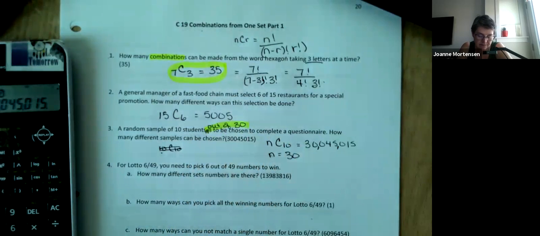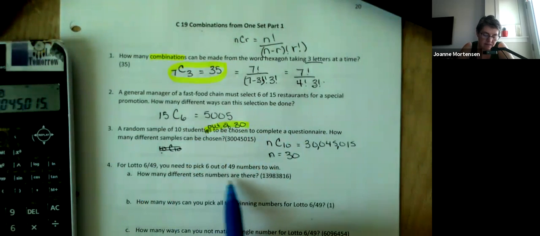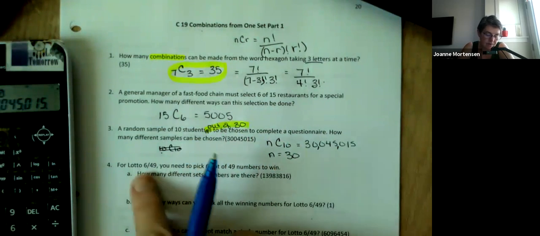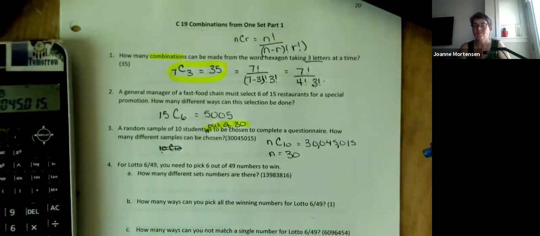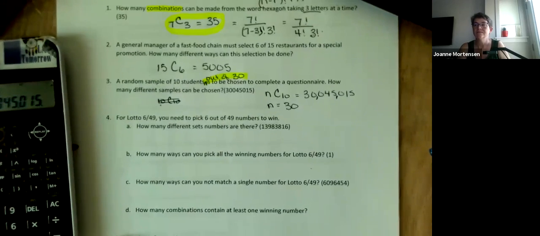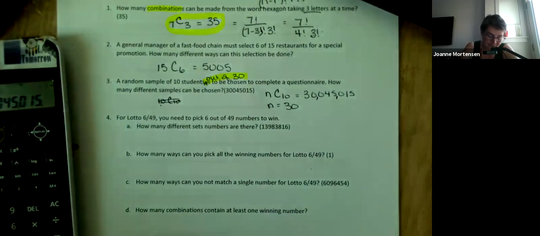All right. How many different sets of numbers are there? So 6/49. Oh, I get excited when that's what I want when the jackpot gets big. I tend to buy tickets every once in a while.